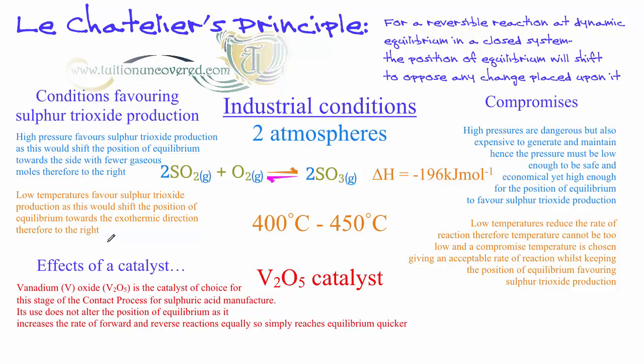Finally, the question on vanadium(V) oxide as a catalyst. It does not alter the position of equilibrium as it increases the rate of forward and reverse reactions equally, simply reaches equilibrium quicker. Hopefully you got the same answers. Let's move on to the next question.